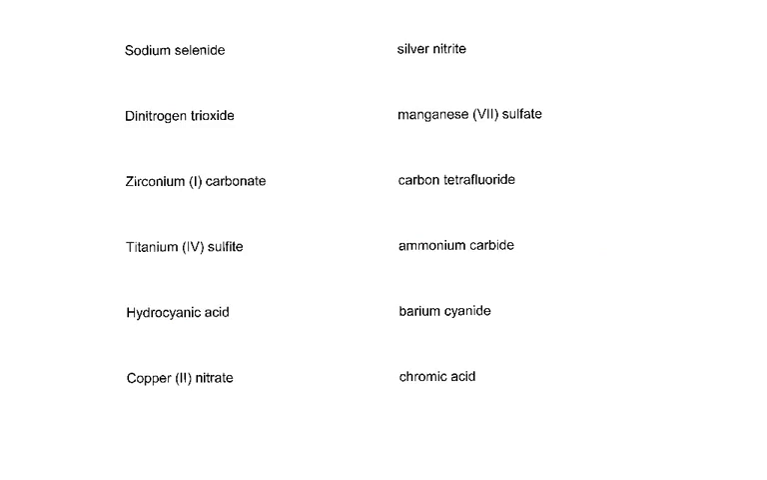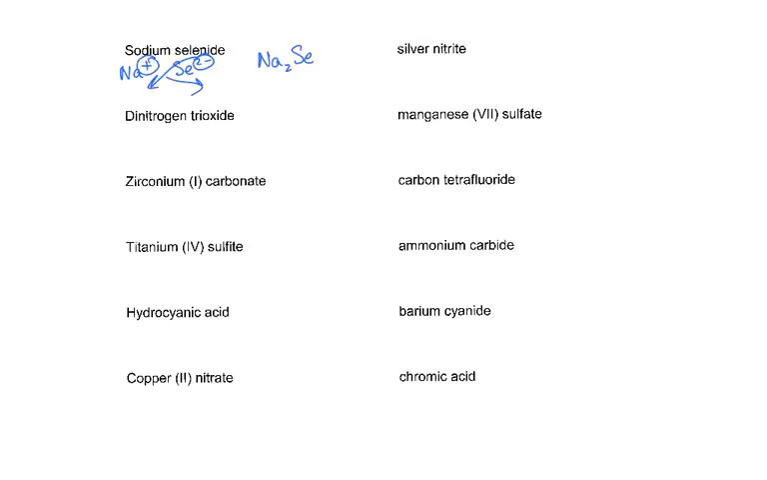Now we're going to go from the name to the formula. So sodium selenide, this is ionic, so we need to balance out our charges. So sodium ion is Na+, selenide ion is Se2-, so the formula would be Na2Se. You can switch and reduce if you want to.